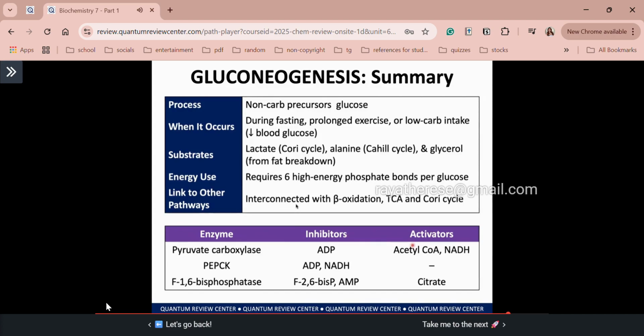So class, we can have a general trend here, diba? For catabolic reactions such as glycolysis, ang inhibitor, energy-rich. Ang activator, energy-deficient. For anabolic reactions, the opposite is true. For inhibitors, energy-deficient sila dapat, and for our activators, energy-rich.